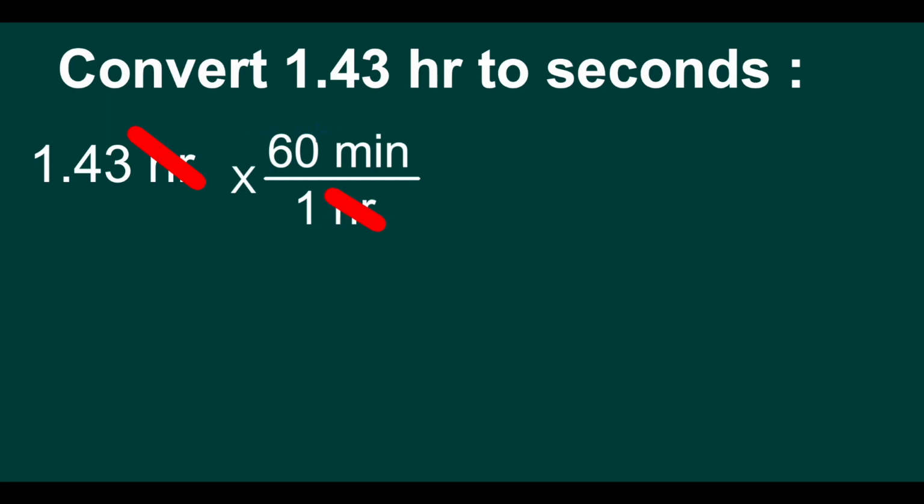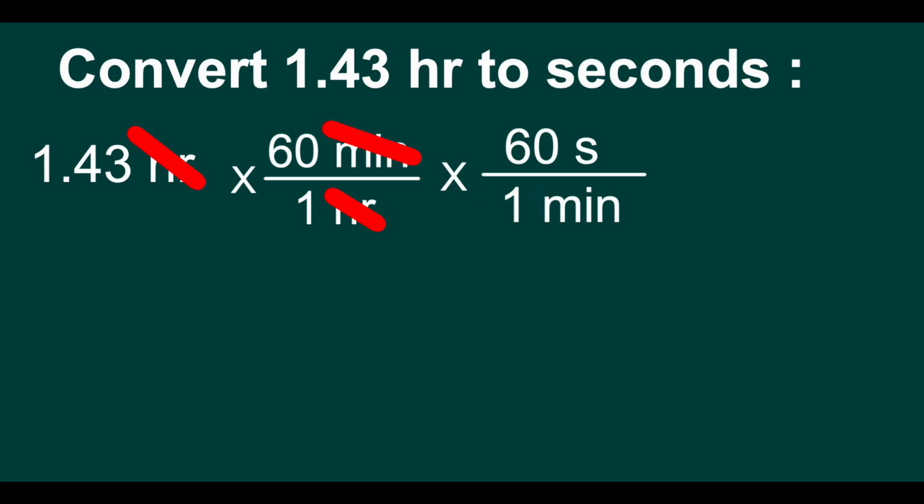Now if you notice, the only units we're left with are minutes. I want to get rid of the minutes because I want to convert to seconds. So I'm going to bring up the ratio of 60 seconds per 1 minute. And you can see that we have minutes on the top, we have minutes on the bottom, and now the only units that are going to be left are in fact seconds.